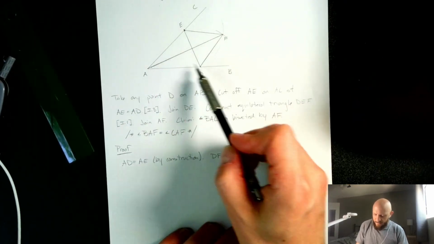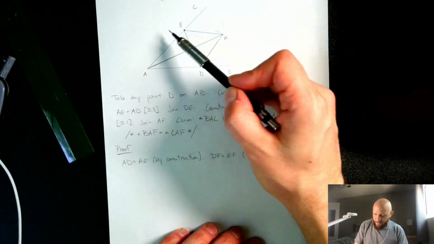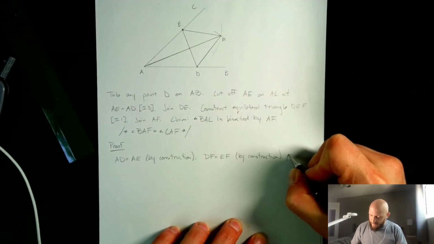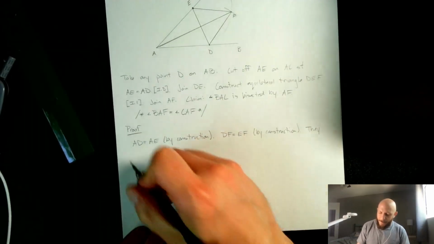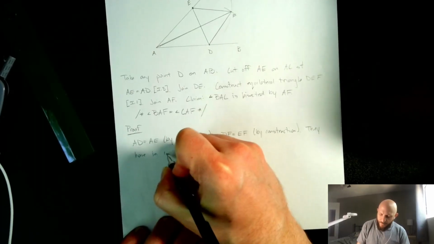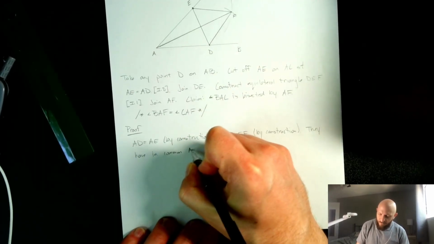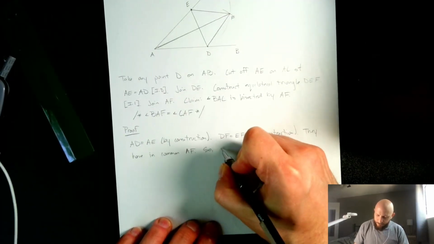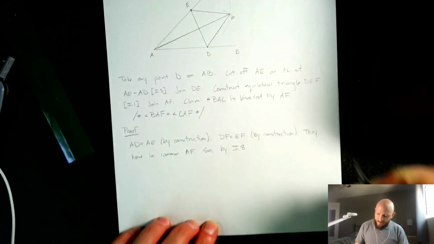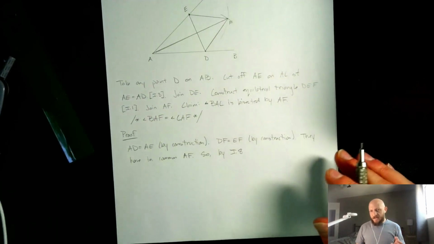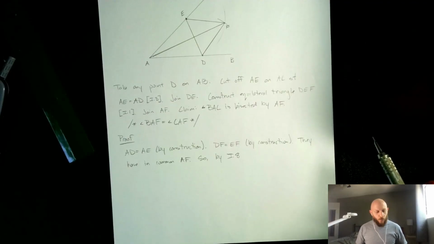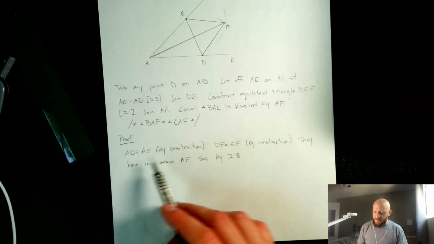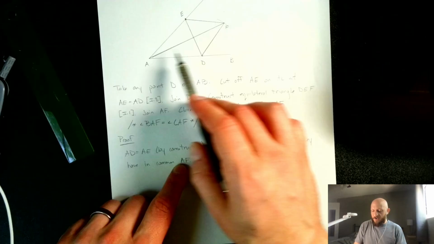So we know that AD is equal to AE. We know that DF is equal to EF. How might I say? I'll just say, it's kind of arbitrary, but they have in common the line AF. So, by I8, proposition 8, which was side, side, side, and it's stated in a specific way, but basically because of these pieces, AD equals AE, DF equals EF, and then they've got the common side AF.